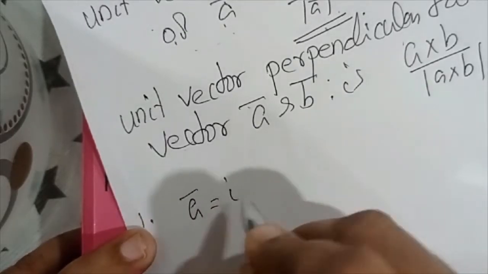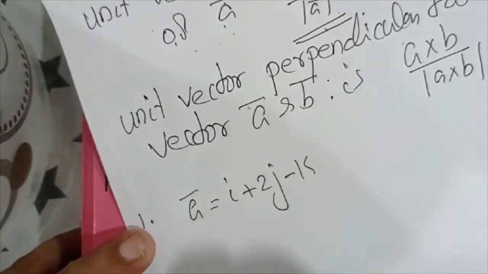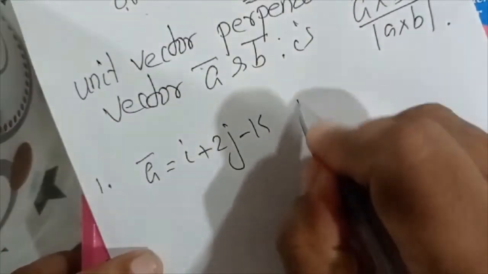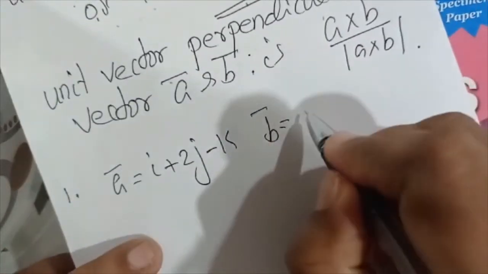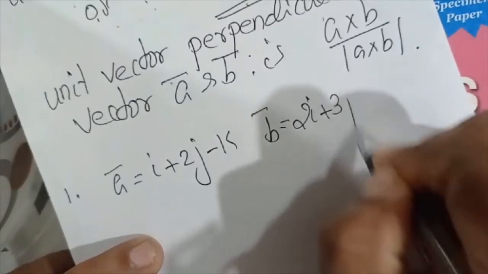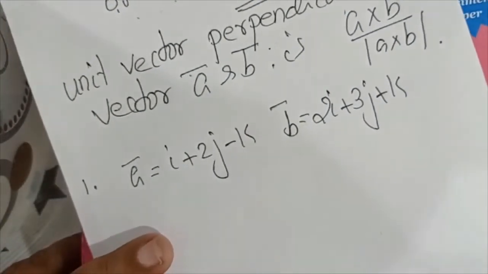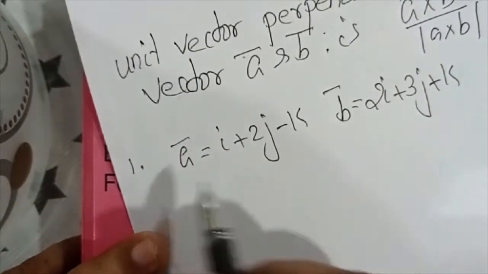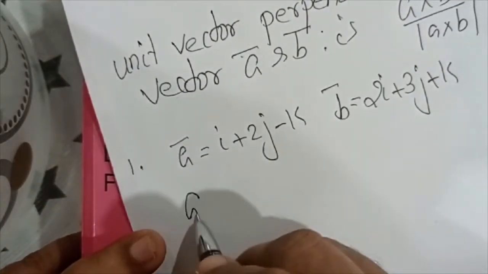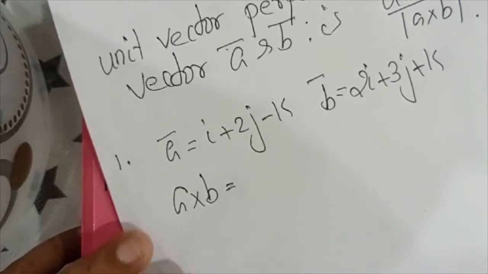Vector A is equal to i plus 2j minus k, and B is equal to 2i plus 3j plus k. To find a unit vector perpendicular to both, we need A cross B.